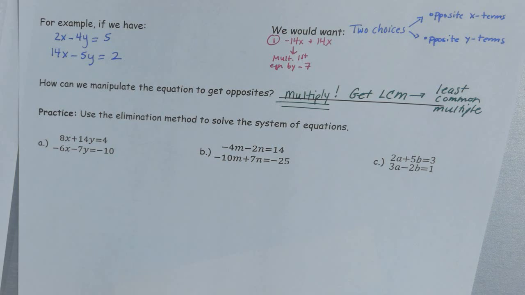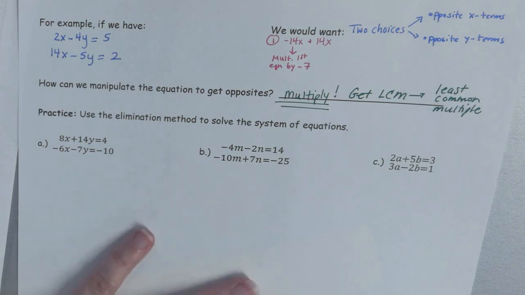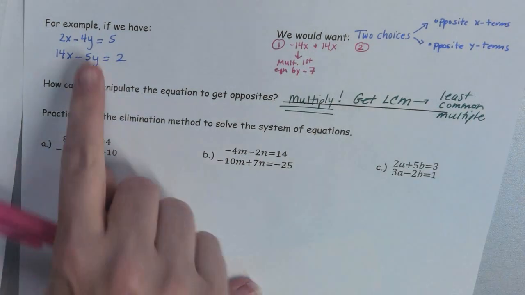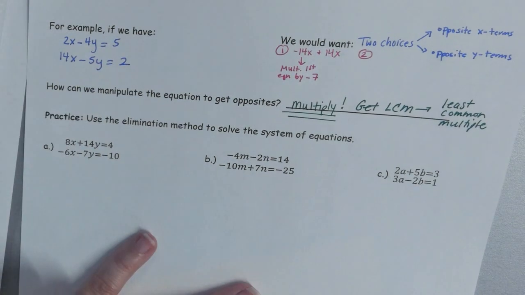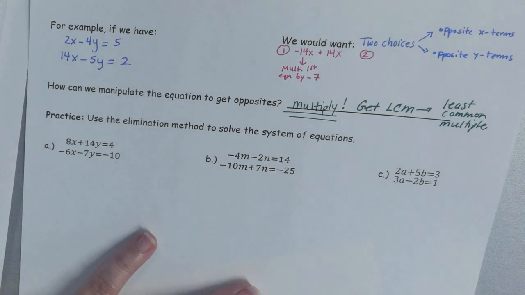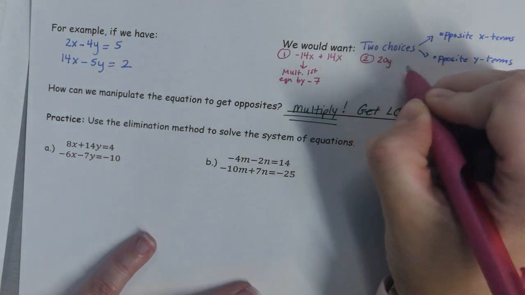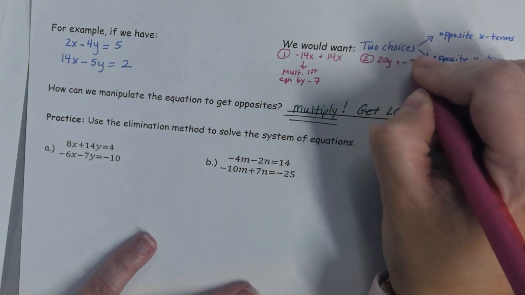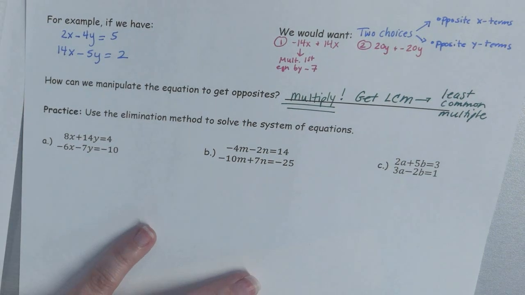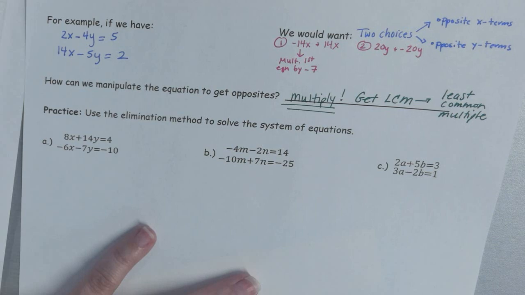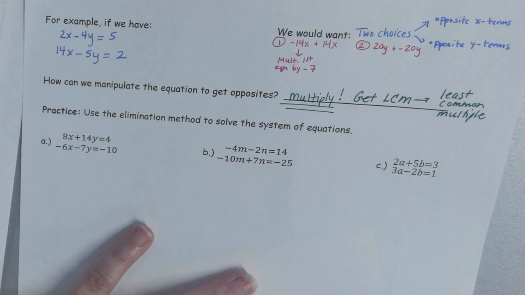Not the variable y, but why we're doing it. Okay, and then in terms of the y variable, I have negative 4 and I have negative 5. What's the least common multiple of 4 and 5? 20. Okay, so if it's 20, then I could get 20y on the top and negative 20y on the bottom. Right? Then I'd have opposites. Technically, if you wanted to do the negative 20 on the top, you could. And the positive 20 on the bottom, that's fine.